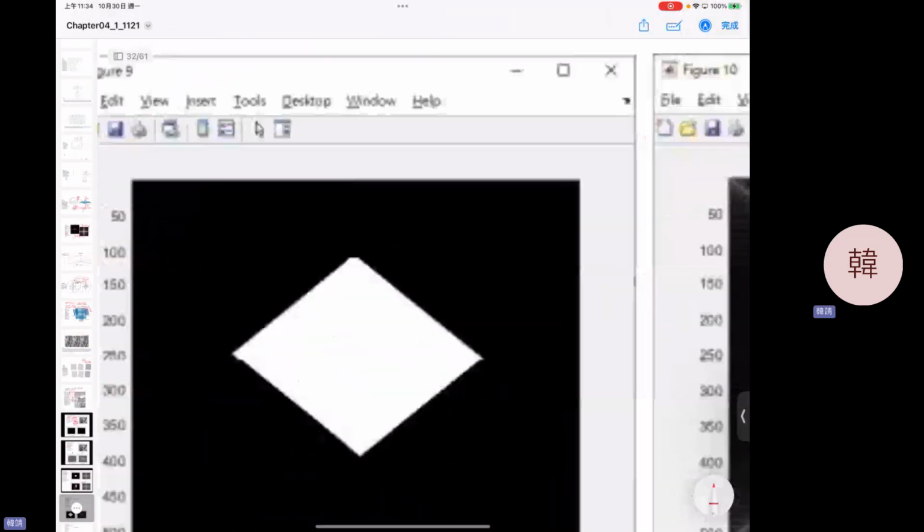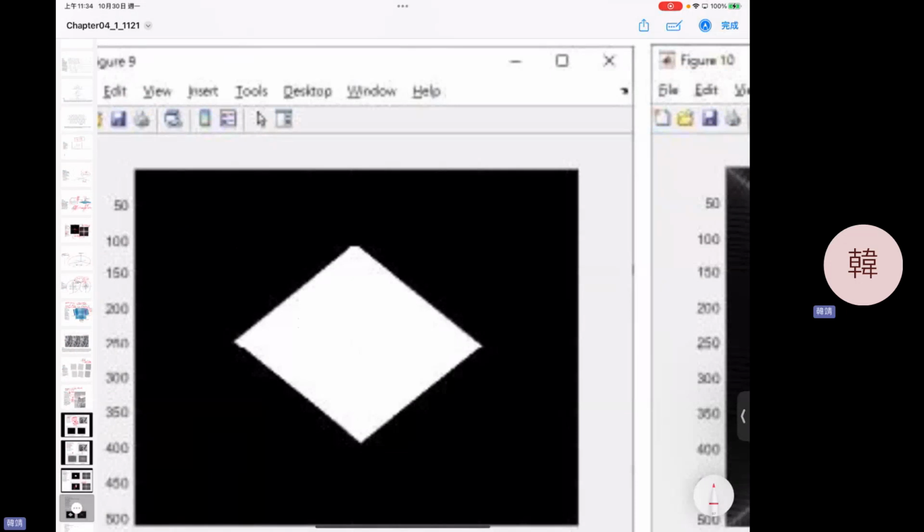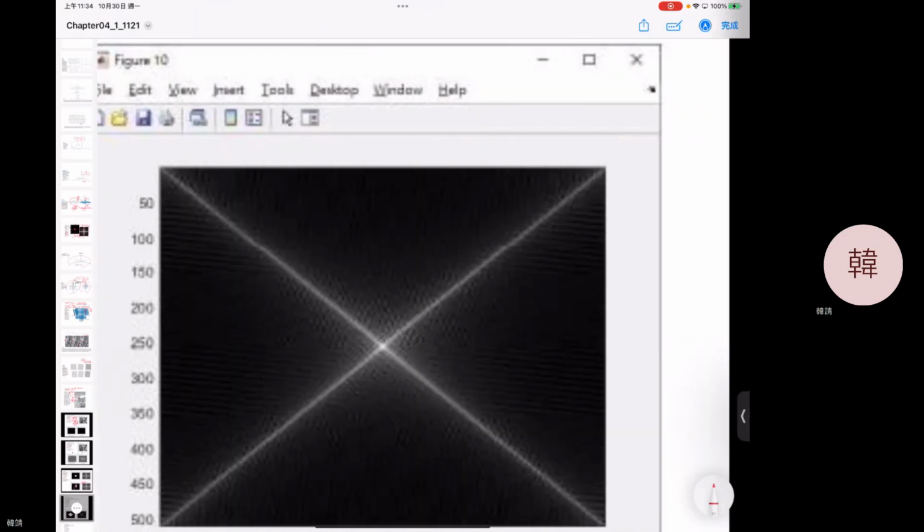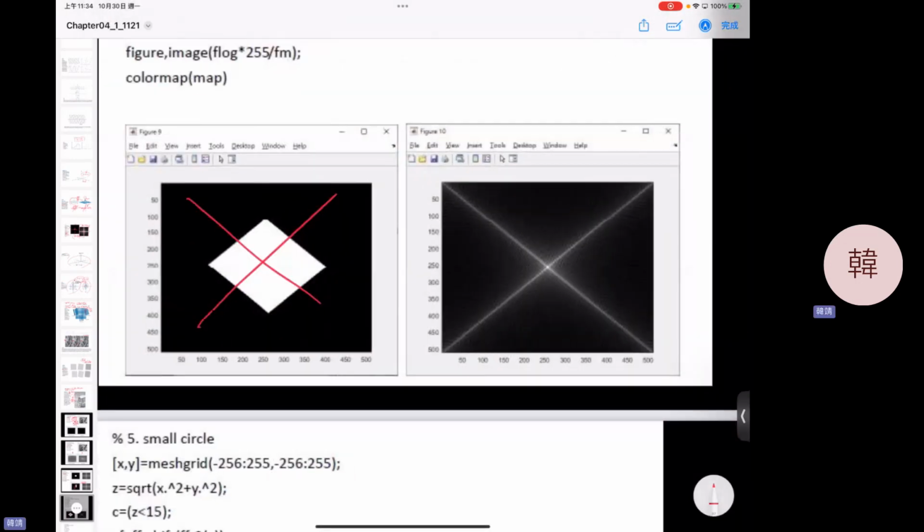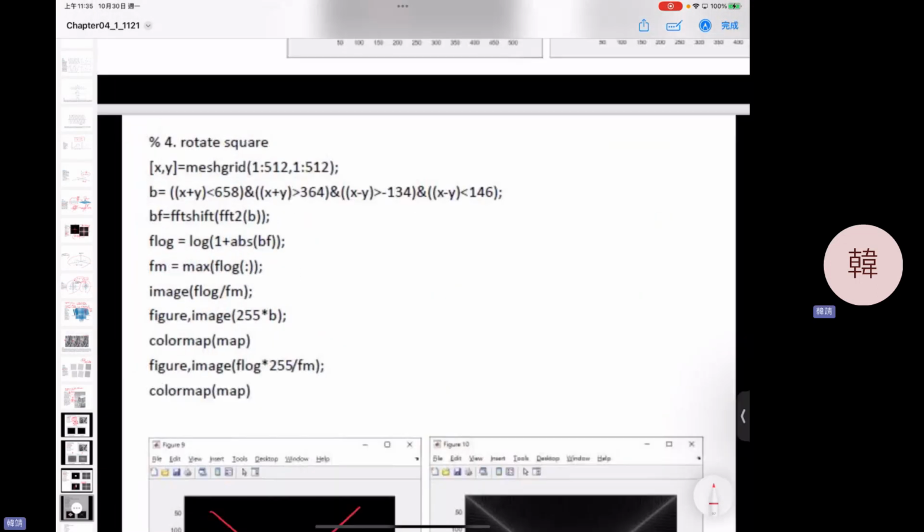So how about this one? It's a rotation, right? A diamond shape image. So what can you expect in the frequency domain? Even if you didn't do it, you can expect it. It's just like a square, so some rotation. So it depends on how you designed this one, and the corresponding result is like this. It depends on how you design your original image.